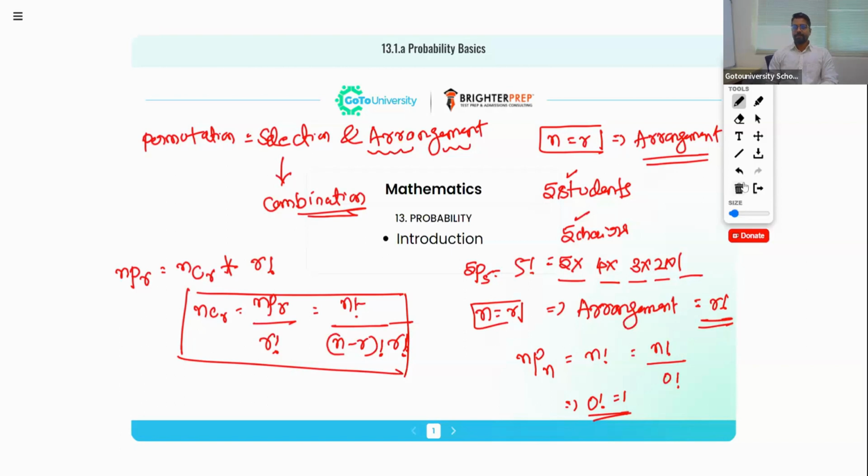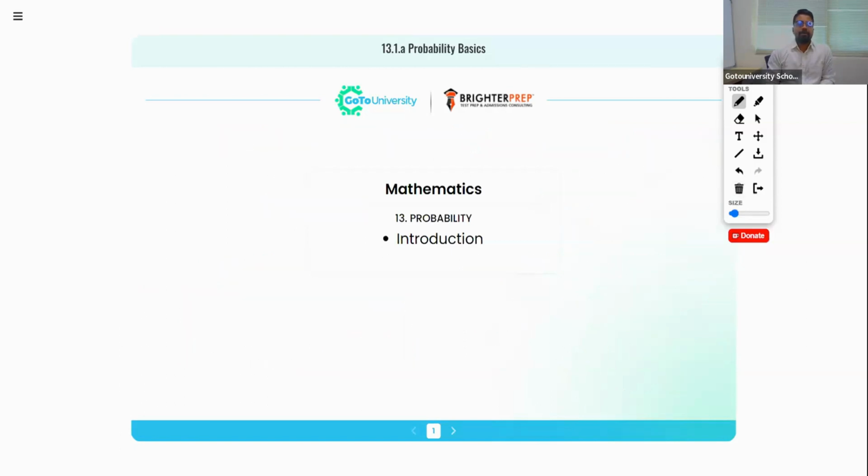Fine? Yes. Now remember these values which are very important. 0 factorial is 1. 1 factorial is also 1. What is 2 factorial? 2. 3 factorial 6. 4 factorial 24. 5 factorial, what is it? 120. 6 factorial 720. 7 factorial 5040.